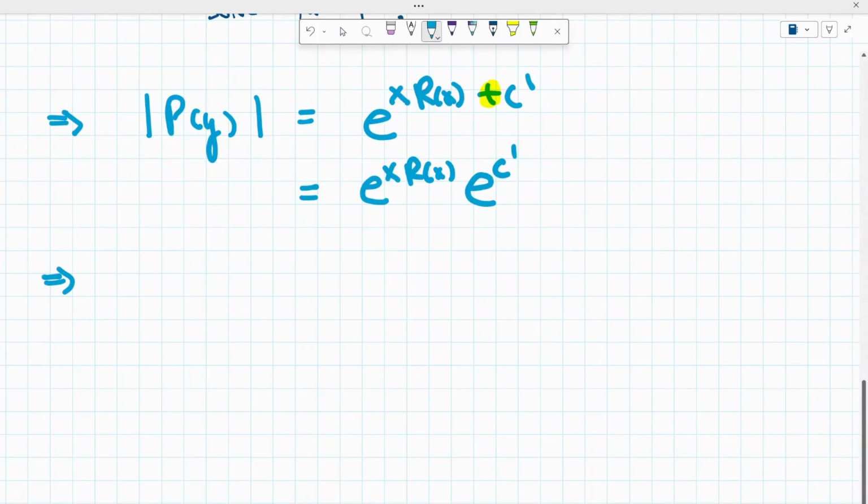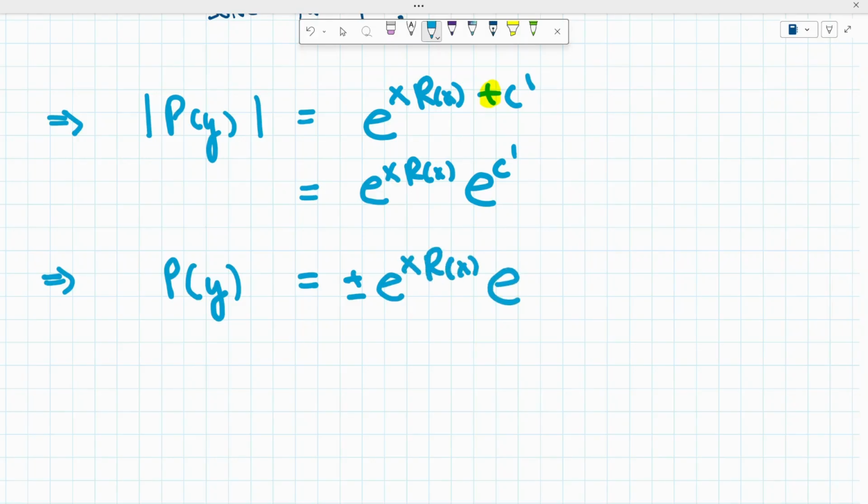Okay, so now what are we going to do about this absolute value sign? The absolute value sign means you can take the positive and negative. So that means that our p of y here equals plus or minus e to the integral of r of x times e to the c prime. Here we're going to do a little bit of an algebraic trick that I'm going to show you. Since I said that this c prime is our integration constant, it just means that we need a constant.